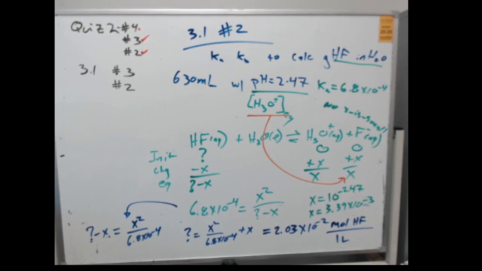Let's do it. Times 0.63. That gets me 1.277 times 10 to the minus 2 moles. The molecular weight of hydrofluoric acid is 20. So then I just multiply by 20, and I get 0.255 grams.